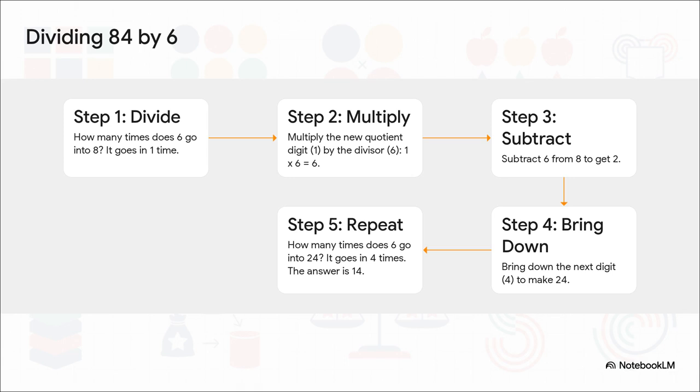Now we have a whole new number to work with, 24. And we just repeat the process. How many times does 6 go into 24? Exactly 4 times. We write that 4 up top, and there it is. Our answer, the quotient, is 14.